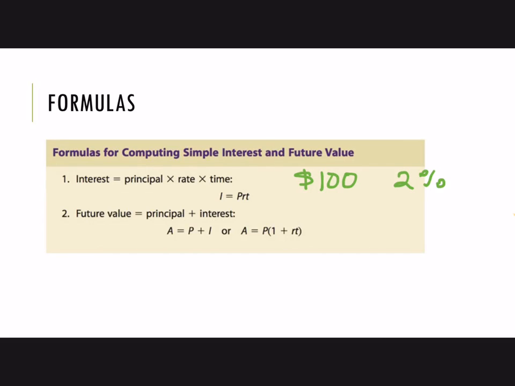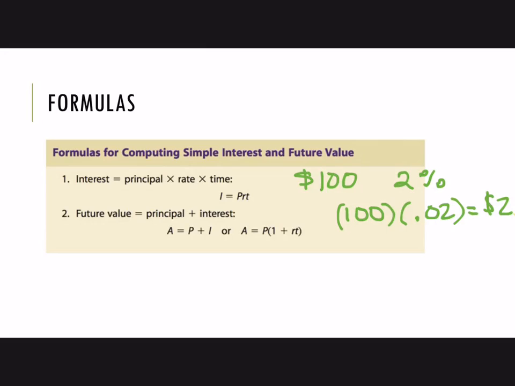Each year you're earning 2%, which means we take 2% of $100, and that's the amount of interest that you would earn. In the previous section, you learned that to take a percentage of something, you multiply by that percentage as a decimal. So 2% as a decimal is 0.02, and 2% of 100 is $2. So at the end of that first year, you would have earned $2 in interest.